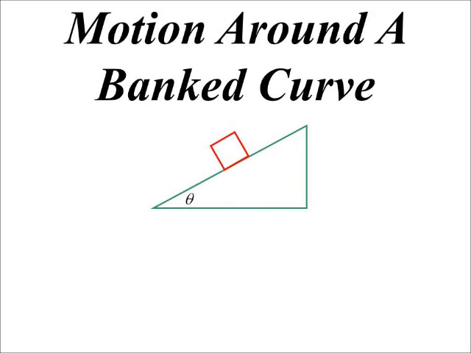So the green triangle represents the bank of the curve. The red object, I guess, is Bob, and it makes an angle. So we'll put Bob in the middle of that there. So what are the forces acting on Bob? Well, we have a normal force. Whenever you make contact with a surface, you have a force going at right angles to the surface. And we have the force due to gravity.